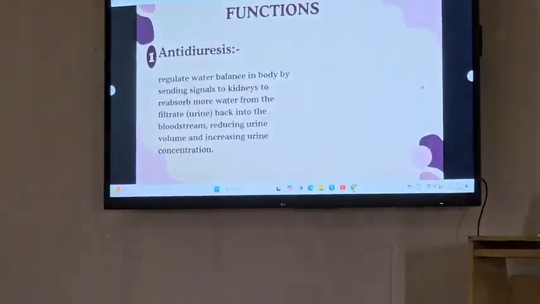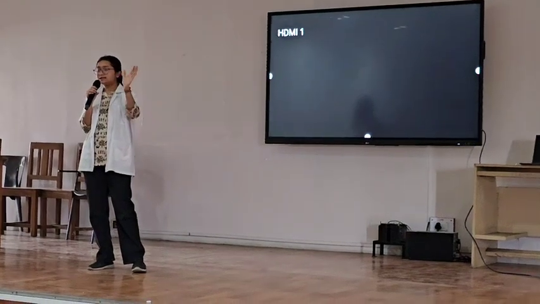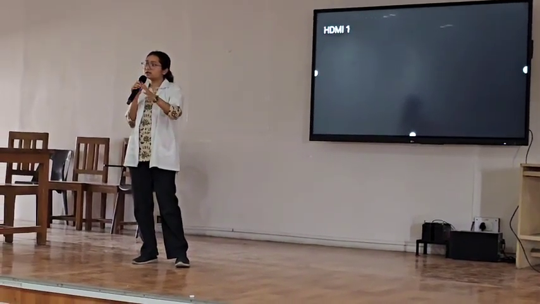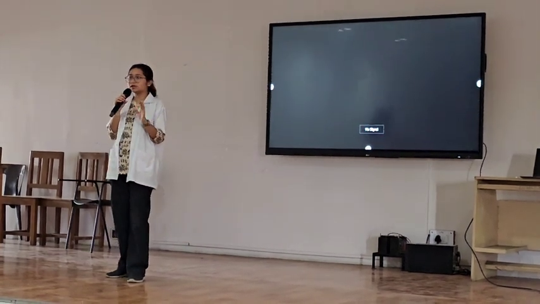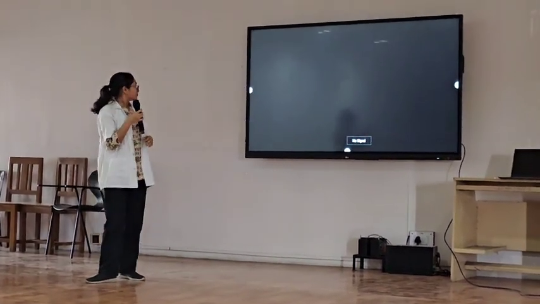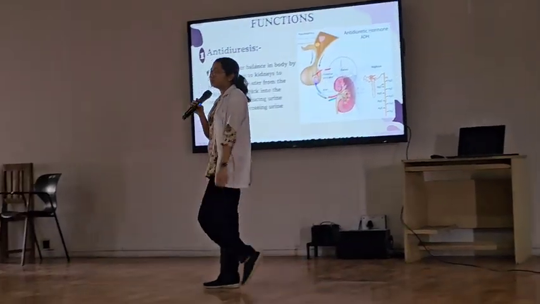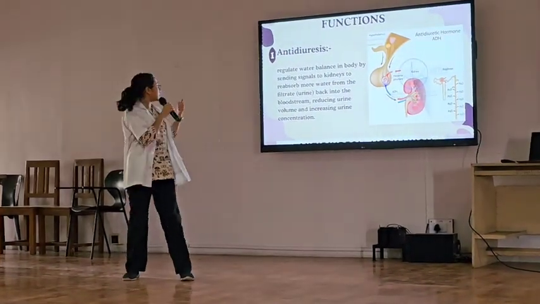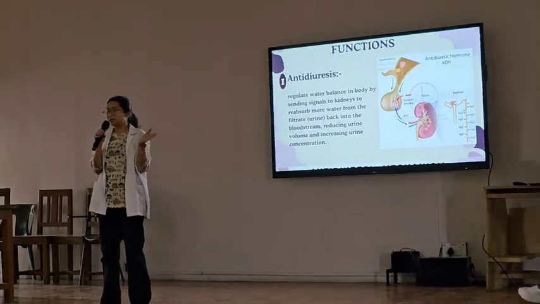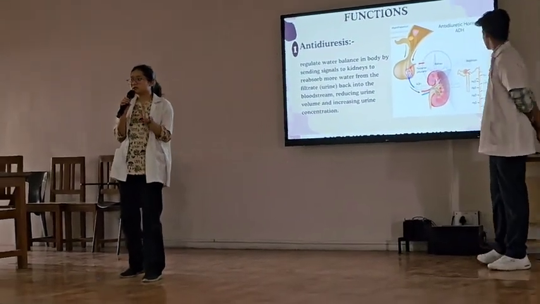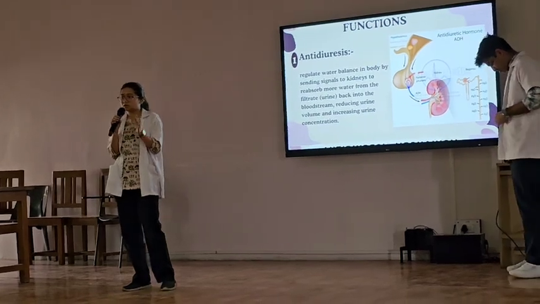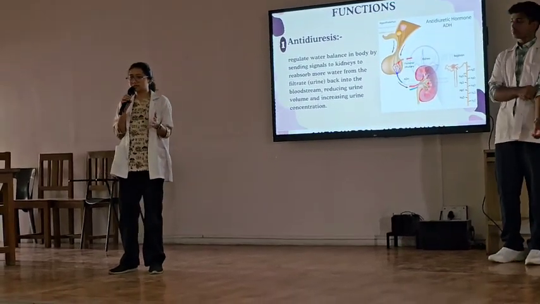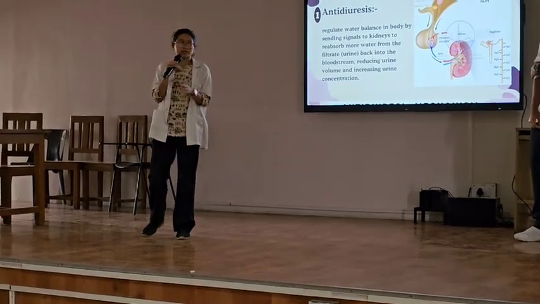Now the functions of ADH. The main function is antidiuresis. ADH sends a signal to the kidneys for reabsorbing more water from the collecting ducts and tubules, so that the urine output decreases, urine concentration increases, and hence the water balance is regulated in our body.